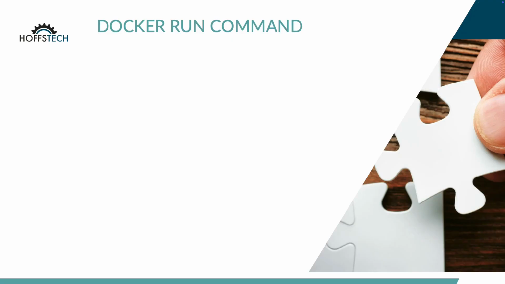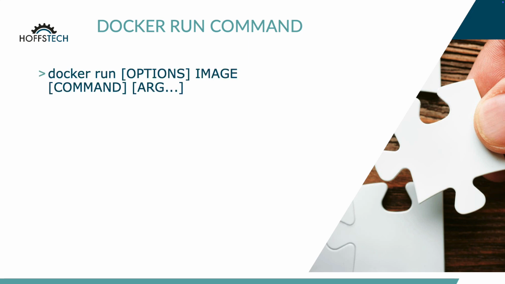is applicable. The docker run command creates and starts a new container from an image. Think of it as a two-in-one command. It initializes a container if one doesn't already exist, and then it starts it immediately. The syntax is docker run, then the options, image name, startup command, and arguments.